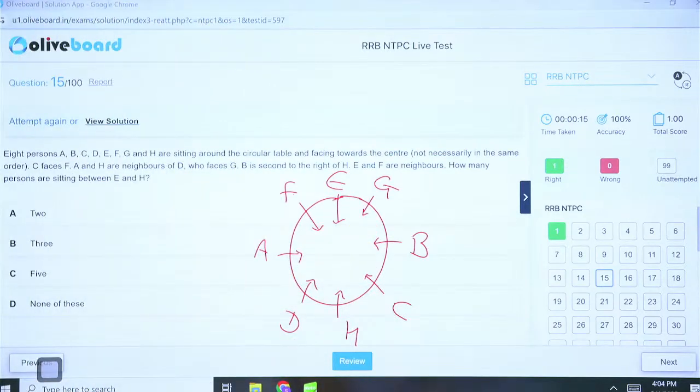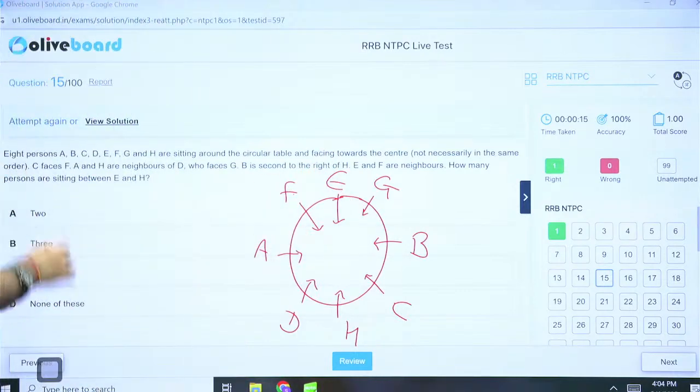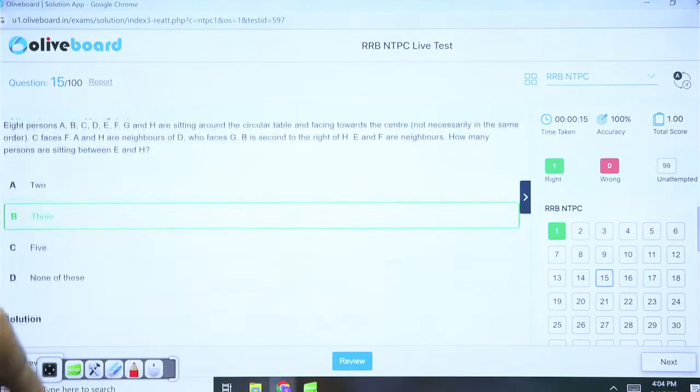The question is, how many people are sitting between E and H? How many people between E and H? 3 here, 3 here. 3 is my answer. So option B is the correct one.